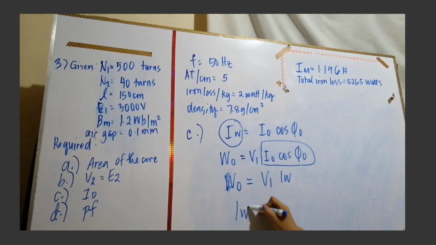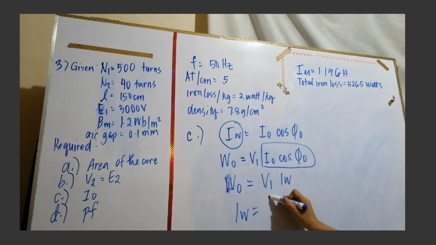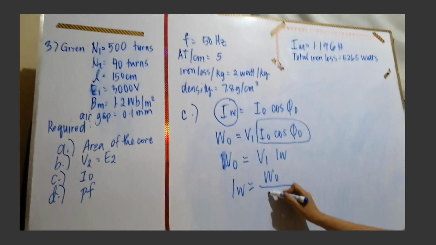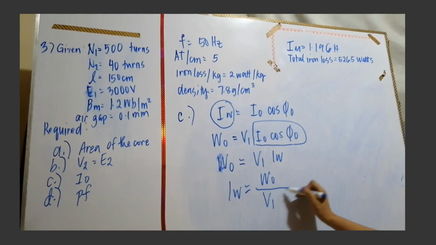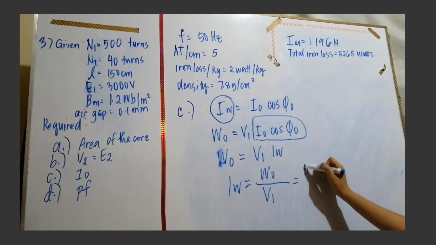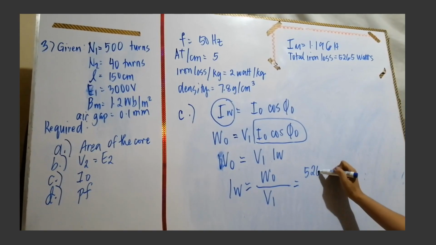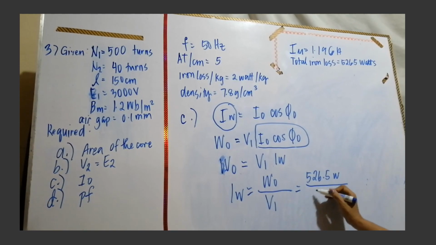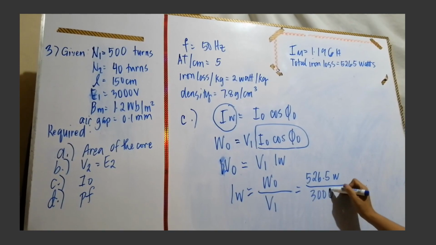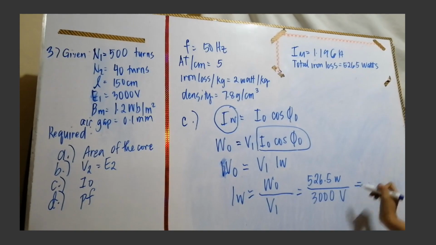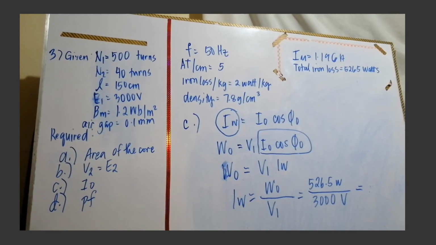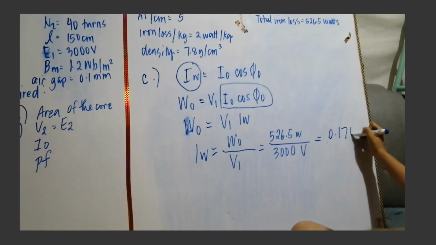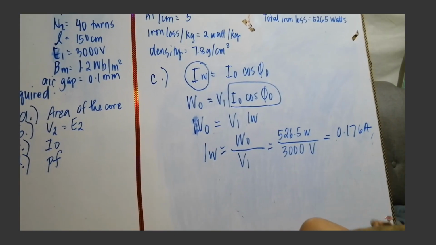So I sub W is equal to our input power at no load condition over our input voltage, and this is equal to 126.5 watts over V1, which is 3000 volts. And that is equal to 0.176 amperes.